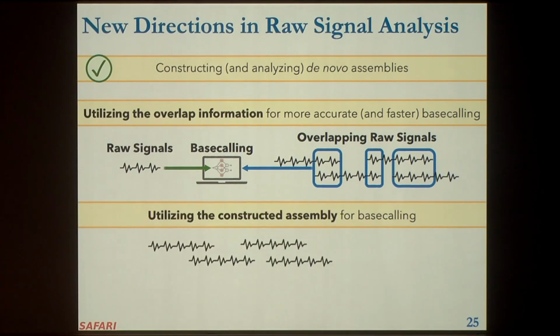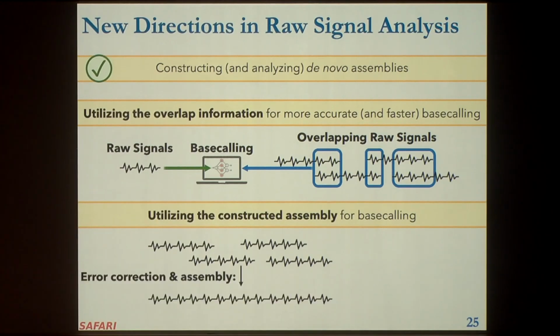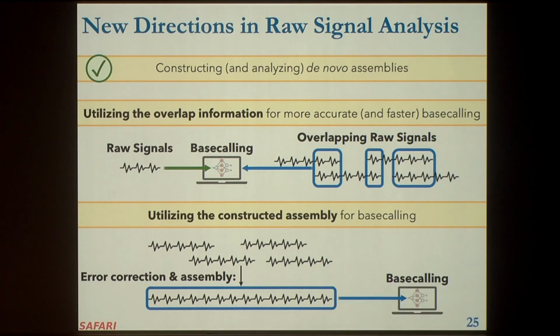Third, similar to the second one, we can also utilize the constructed assembly for base calling. For example, we build the assemblies from overlaps. We could also perform maybe error correction on the assembly. And then instead of base calling each raw signal once, we could directly base call the assembled signal only once.